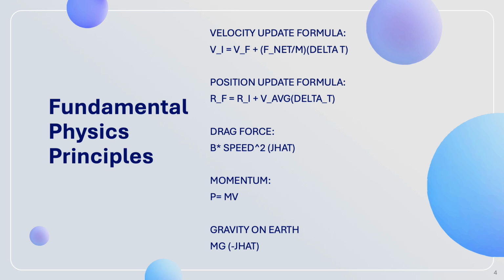Next, here's the drag force formula, which we're using to model the air resistance of Felix. Momentum is equal to the mass of the system times the velocity of the system, and the gravity on Earth is modeled as m times g, where g is equal to 9.8 meters per second squared. This runs in the negative j-hat direction as seen in the previous slide.